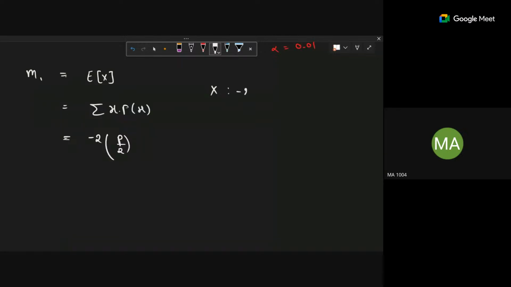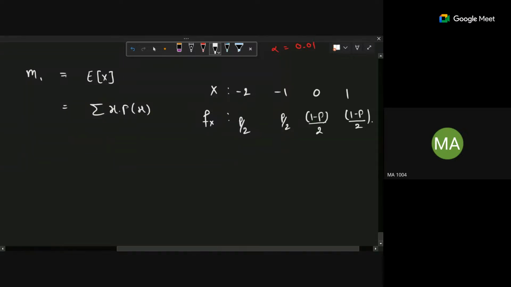So these are the x's: -2, -1, 0 and 1, right? And what are their probabilities? So f(x) I'm writing: it is p by 2, p by 2, 1 minus p by 2, and again 1 minus p by 2. If we have this kind of information, we can take the product and sum them all. Will you be able to make this calculation?